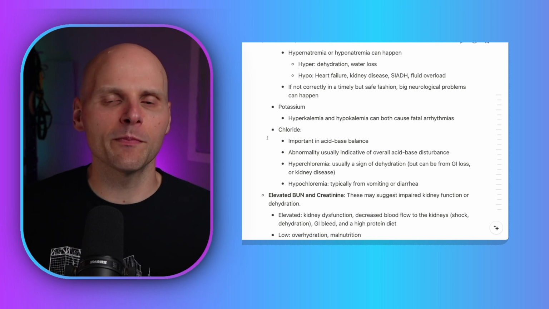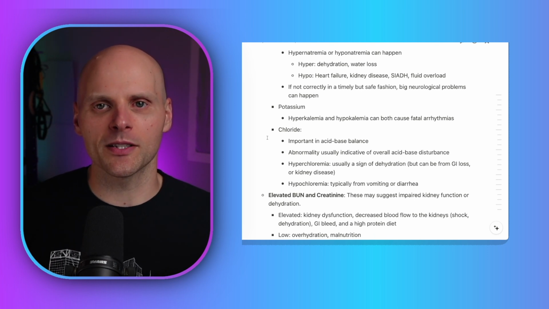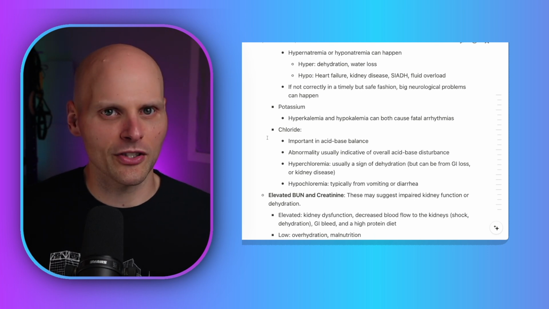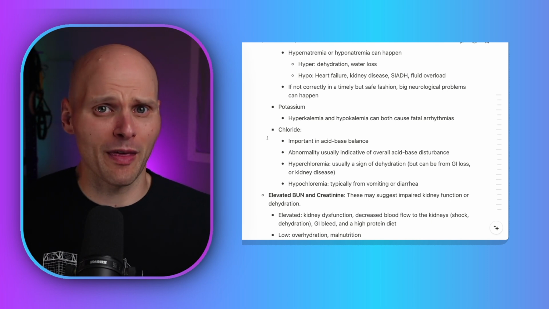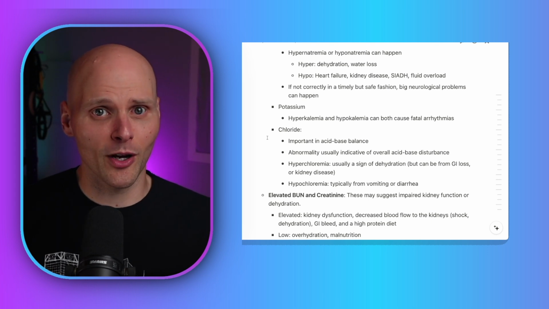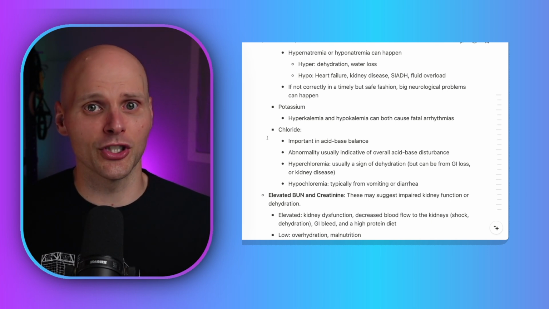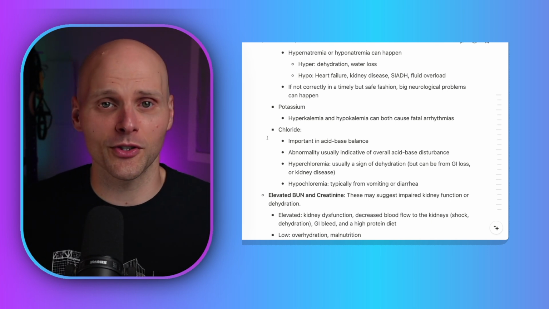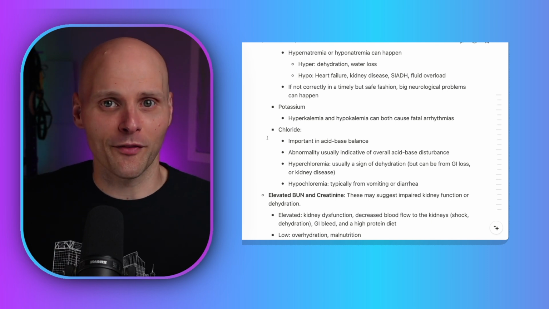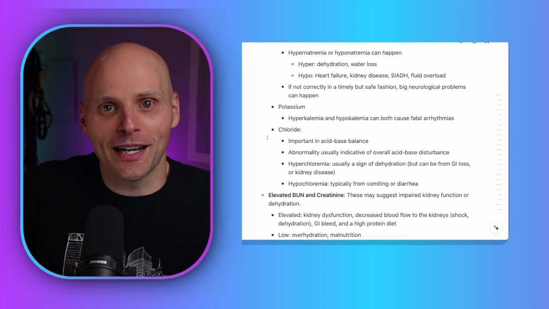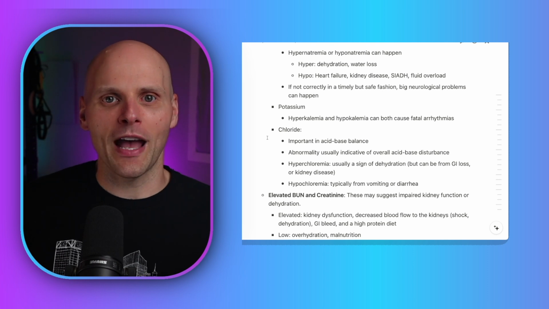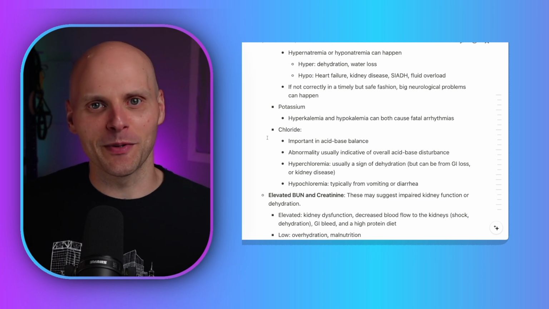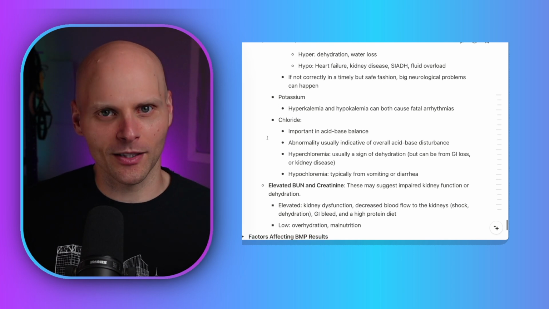If you have an elevated BUN and creatinine, that may suggest that we're having some impaired kidney function or potentially dehydration. If it's elevated, we do think, could there be a problem with the actual kidney itself? Do we have an acute kidney injury? Was there decreased blood flow there from shock or dehydration? Did we have a GI bleed? Or sometimes, when you have elevated BUN or creatinine, you can have a really high protein diet, because creatinine is a breakdown product of protein, and BUN essentially is as well. And so if you have a high protein diet, you may have an elevated BUN or creatinine. We'll talk about that more in a little bit.